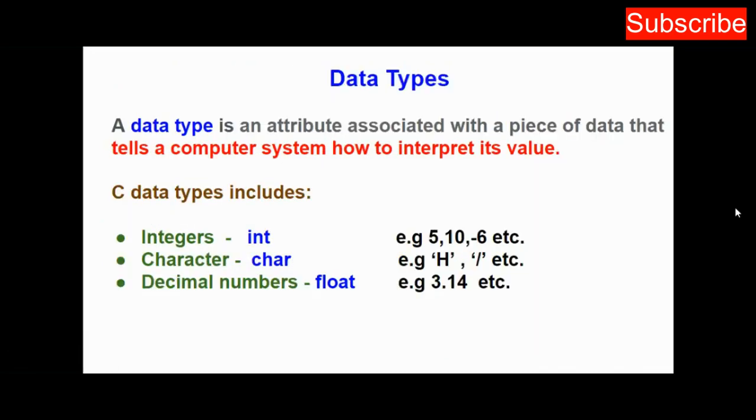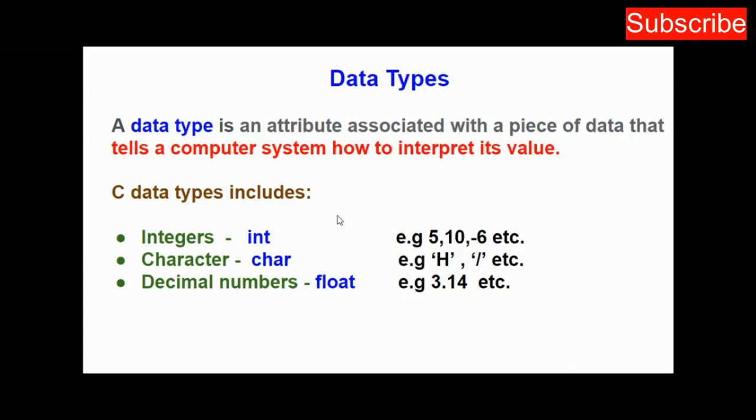All right, we're talking about data type now. A data type is an attribute associated with a piece of data that tells a computer system how to interpret its value. In our everyday world, we are familiar with all kinds of data. We have music files or music data. We have images, that kind of data. We have video kind of data, like our music files are usually .mp3 files, .mp4 are video files, .jpeg are image files, and so on and so forth.